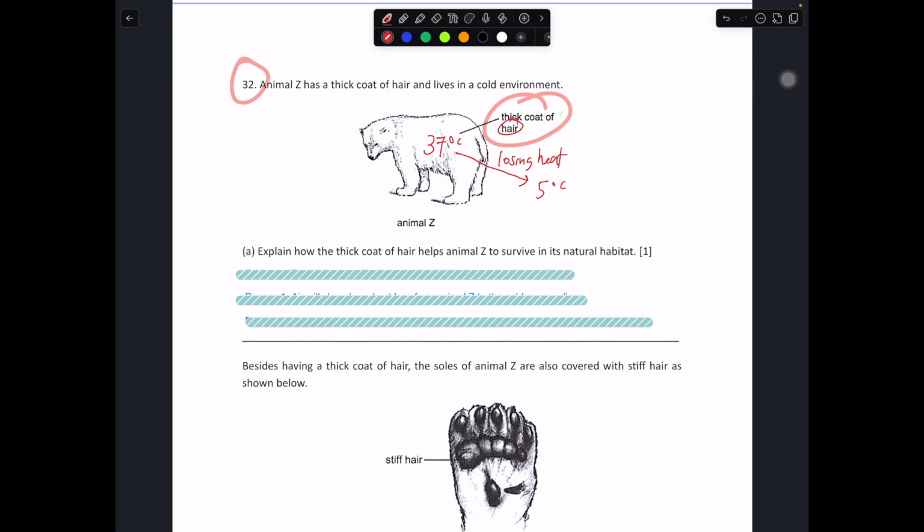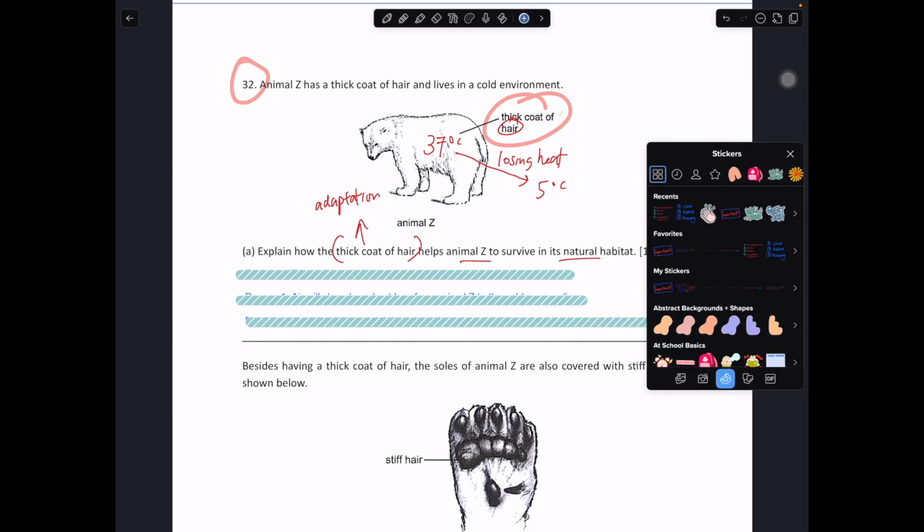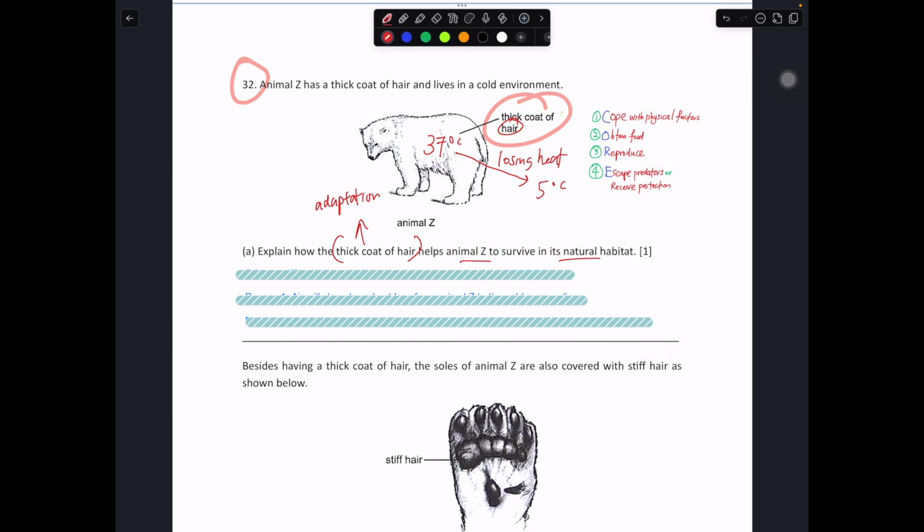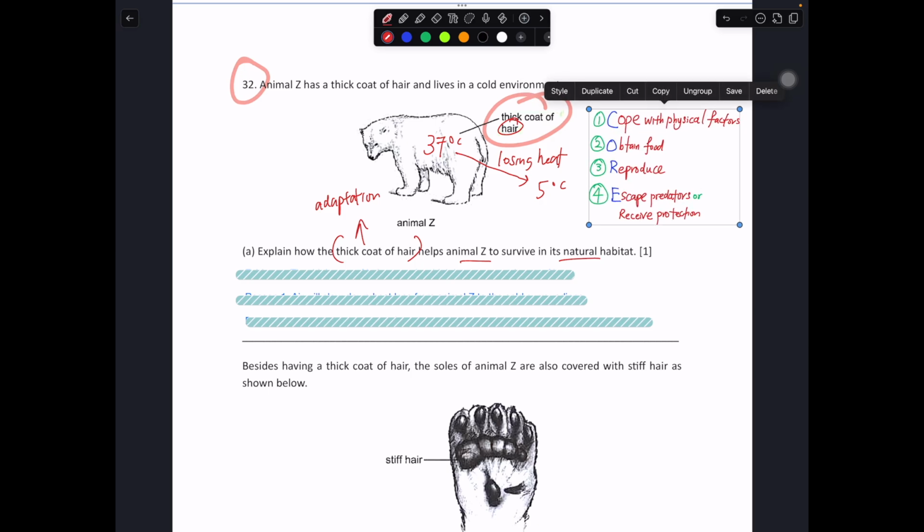In this case, explain how the thick coat of hair helps Z to survive in this natural habitat. In fact, this is a form of adaptation. With adaptations, you normally think about a few things. You are always trying to cope with physical factors, obtain food, reproduce, escape from predators, or receive protection. Sometimes we call it CORE, C-O-R-E. So these are the core ideas.